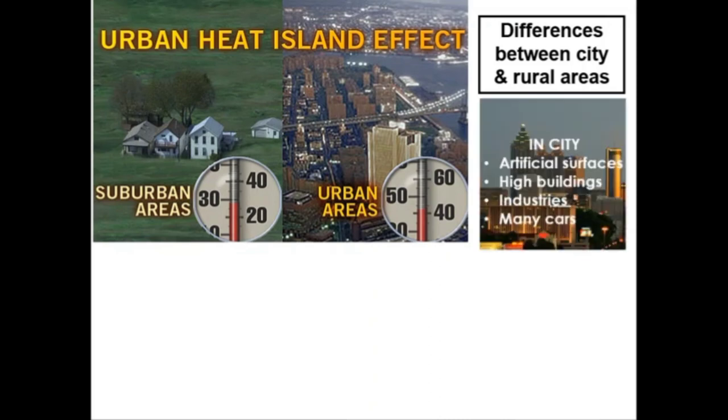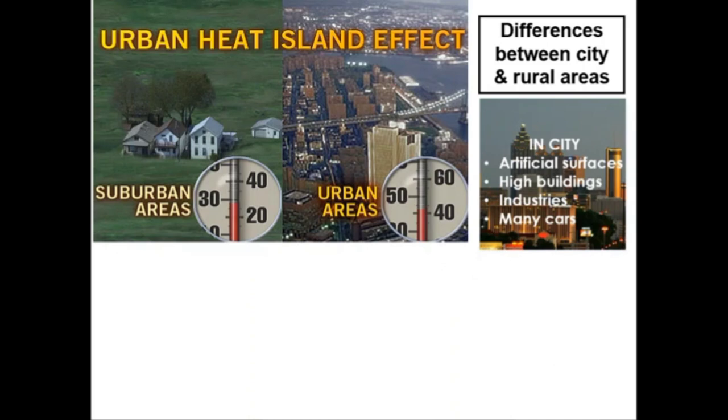And then, why is it that urban areas or your CBD will have a higher temperature? Okay, so in your city, you would have lots of artificial surfaces. So you have paving, you have buildings made out of concrete, you have glass, you have tar, all these artificial surfaces that absorb all the heat during the day.